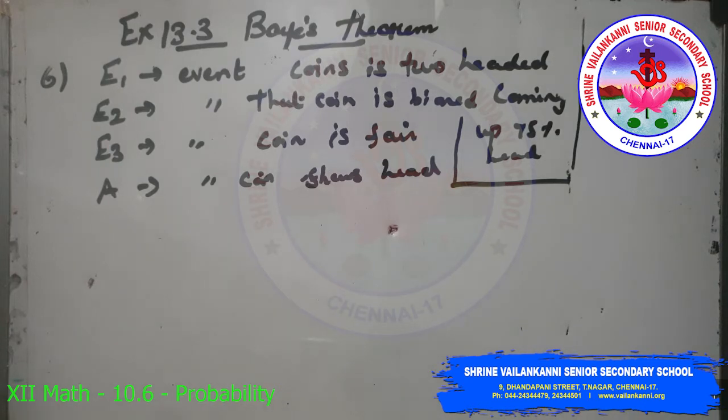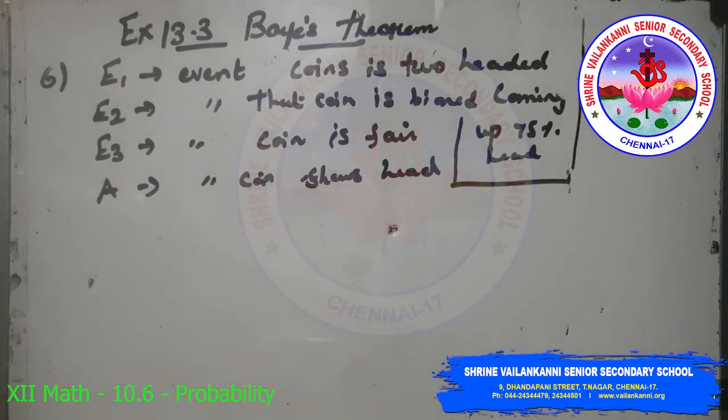So here we have 3 events, E1, E2, E3. Let E1 be the event that the coin is two-headed, E2 the event that the coin is a biased coin which comes up 75% head, and E3 the event that the coin is fair. Then let A be the event that the coin shows head, that is, one of the 3 coins is chosen at random and tossed. It shows heads. What is the probability that it was the two-headed coin?